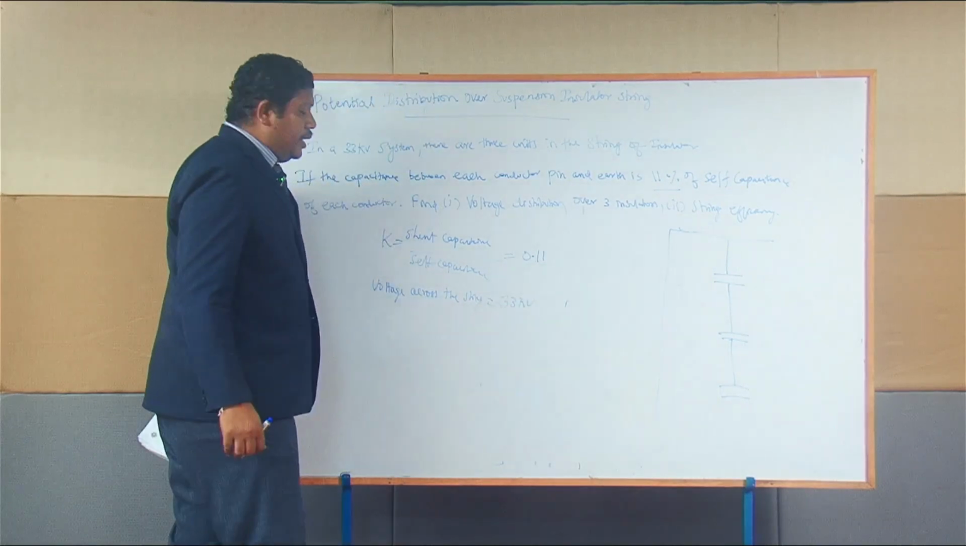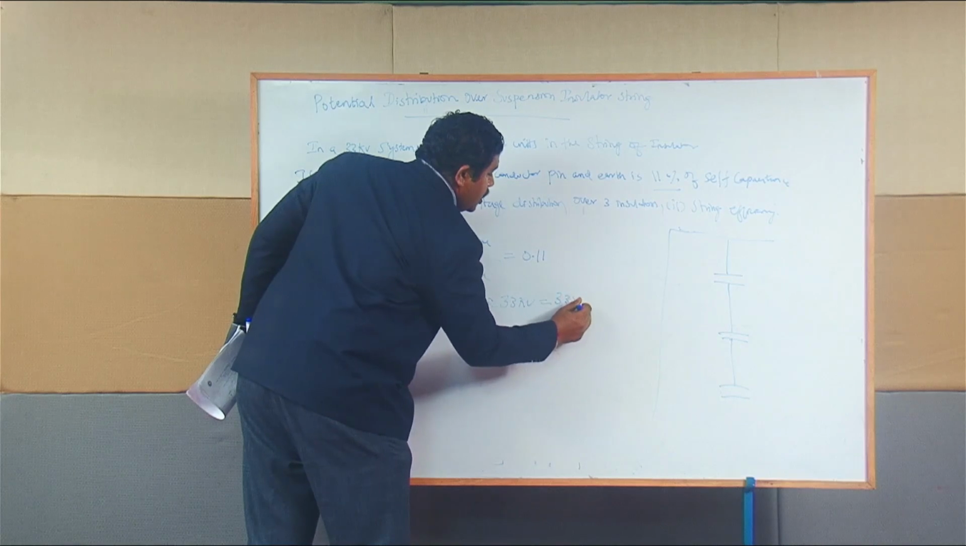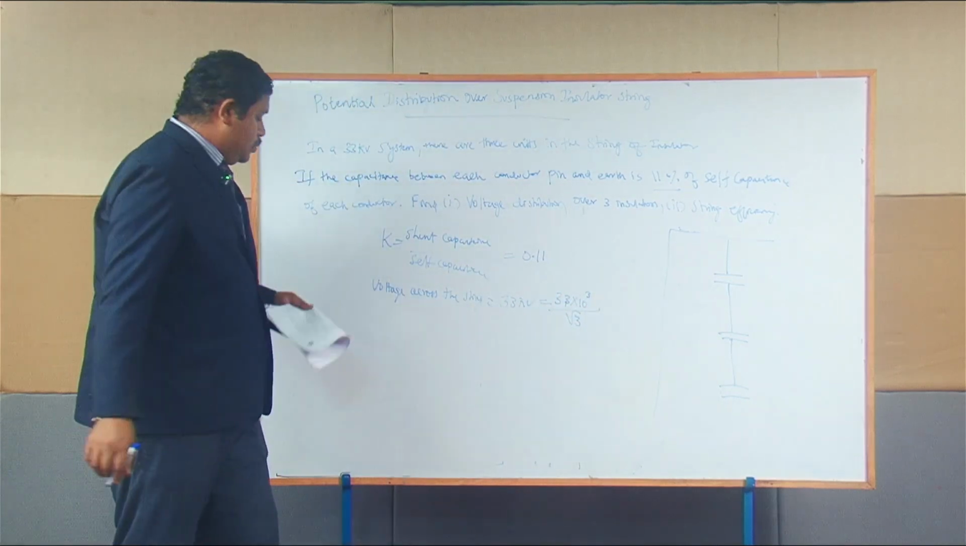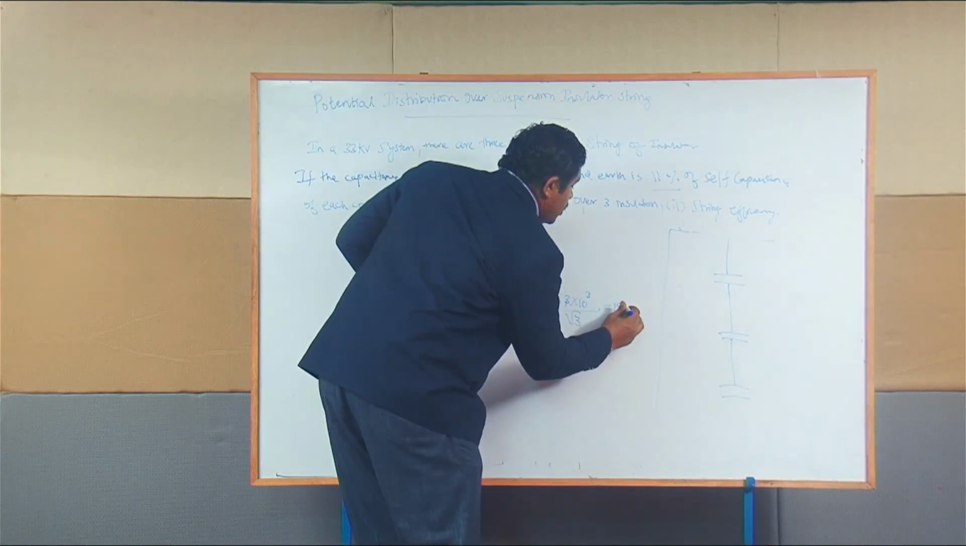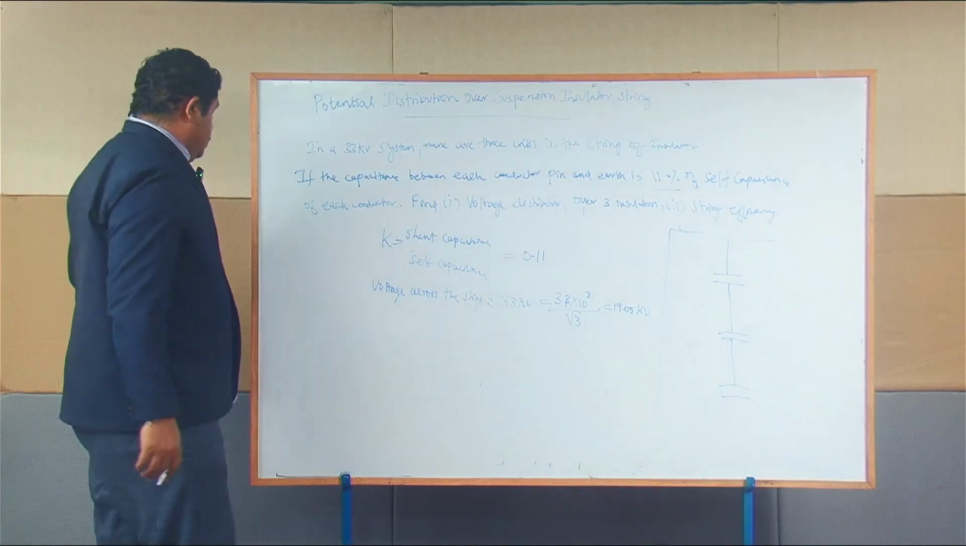Since this is line voltage, for calculation you can convert that into phase voltage. So 33 into 10 power 3 divided by root 3. So convert into phase voltage. So it is 19.05 kilovolt, right?